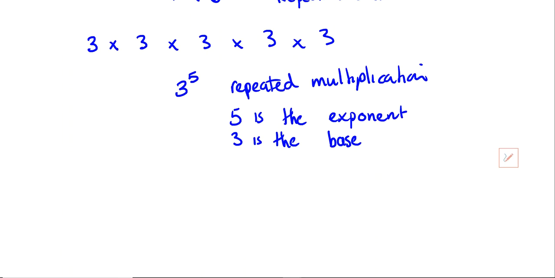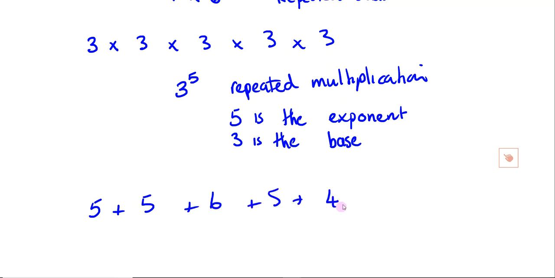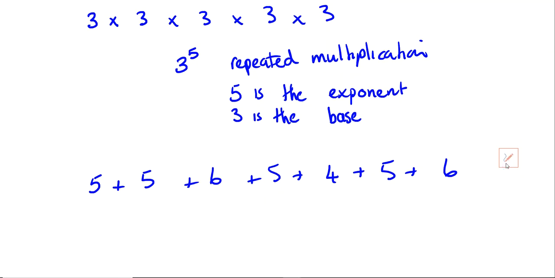So, what have I said to you to simplify? 5 plus 5 plus 6 plus 5 plus 4 plus 5 plus 6. What would be the simplest, quickest way to do that? I definitely don't want you to put exponents on it, because it's addition. Go on, Daniel, what are you going to say? We would do 5 times 4 plus 5 times 2.